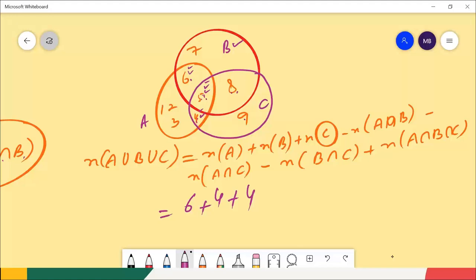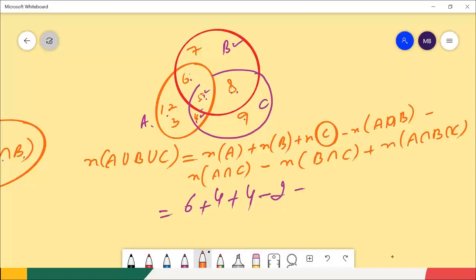So that is the reason why we are then excluding number of elements in A intersection B. So we have counted this 6 twice, 5 twice while counting A and B. We need to exclude it. So number of elements common to A and B are 2. So we need to subtract these 2. So it was subtracted once.